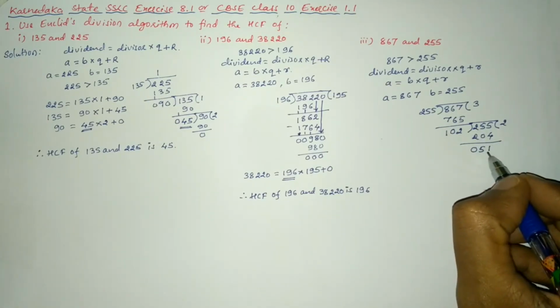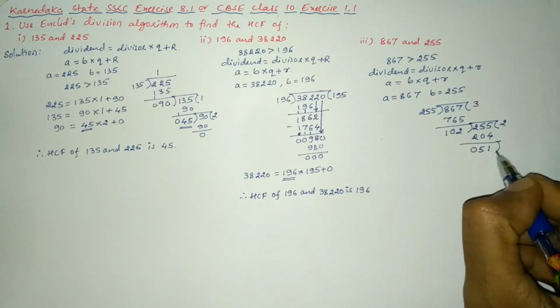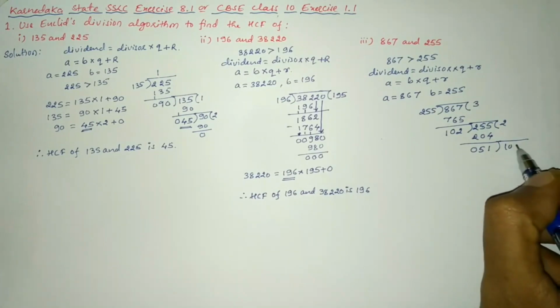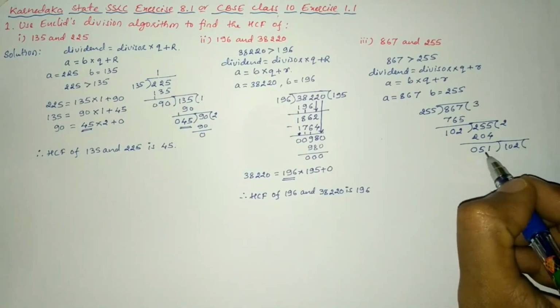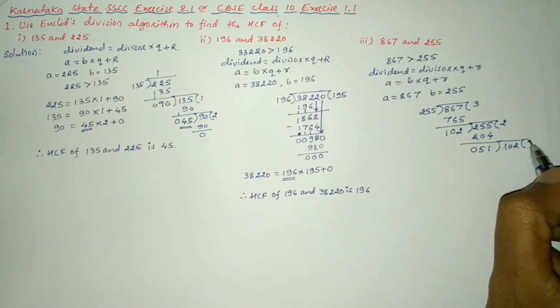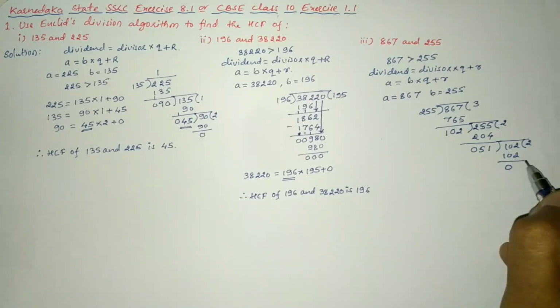Now let us take this 51 as divisor and this 102 as dividend. So let us take 102 and write here the quotient. So that is 51 twos are 102. So here the remainder will become 0.